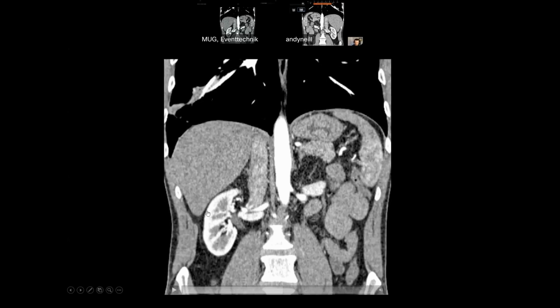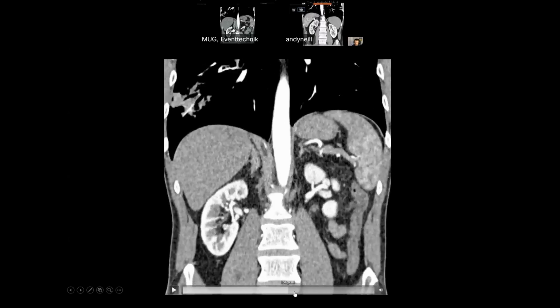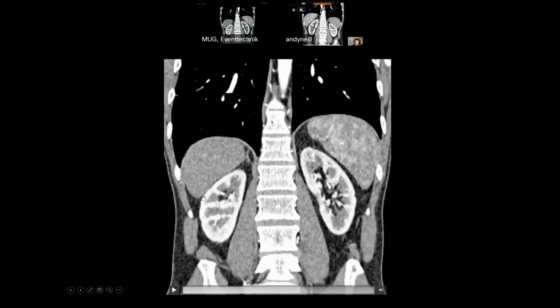This is our Morrison's pouch just in here. So you can see we've come quite far back. We're already at the level of the vertebra, and that's where our Morrison's pouch is. So free fluid, where we're most likely to see it, is going to be in this area. And we're going to have our ultrasound probe just here, scanning in a coronal plane through there to see it.